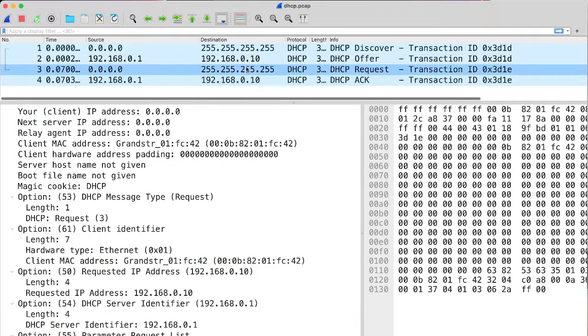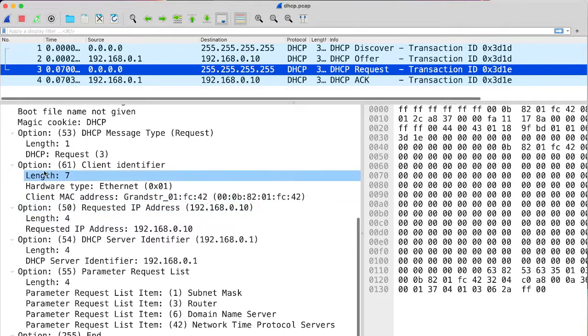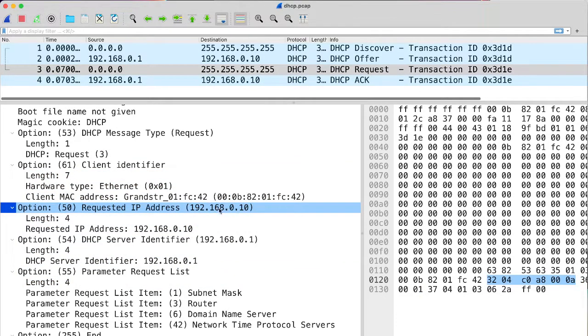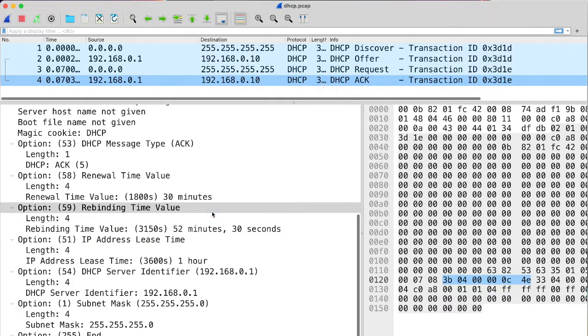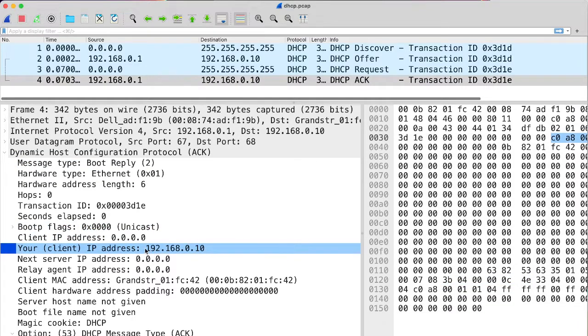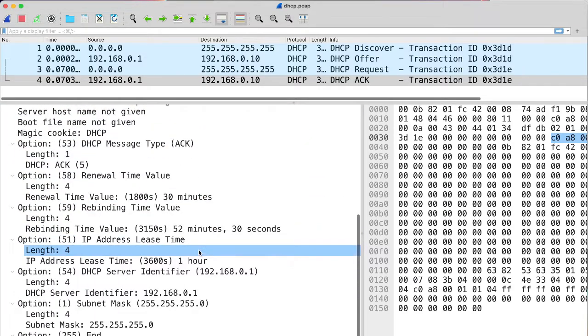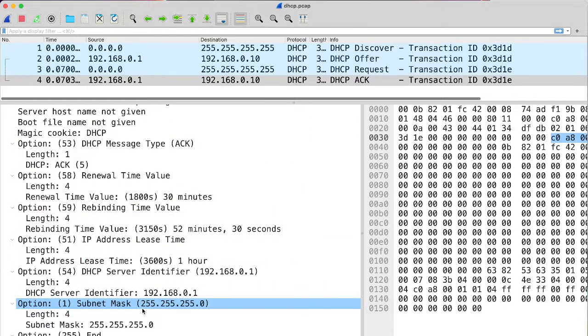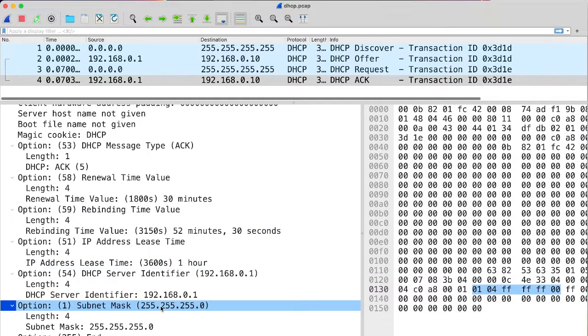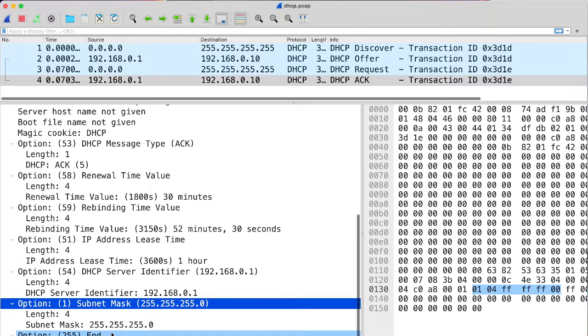Again, the third one is the request. So the request is right here. It says, okay, you can use this IP address 192.168.0.10. And the last packet again confirms, okay, I will use this IP address 192.168.0.10. And we have a lot of information right here. We have the lease time, we have the DHCP server IP, we have the subnet mask, and so on and so forth.